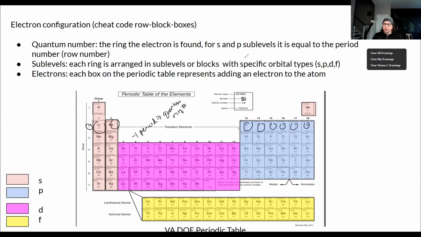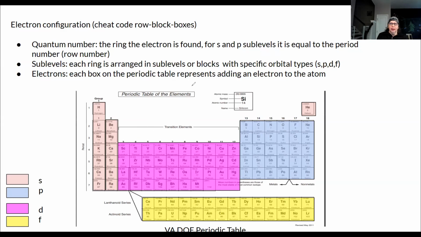Okay, your sublevels are your S, P, D, and F blocks, and that just gives you the shape of the orbitals. So the S sublevel on period 2 is going to give you 2 sphere-shaped areas that those electrons can travel in. And each box on the periodic table is going to represent an electron. So hydrogen, 1 electron in its ground state, helium, 2 electrons in its ground state, lithium, 3 electrons in its ground state, and so on and so forth.